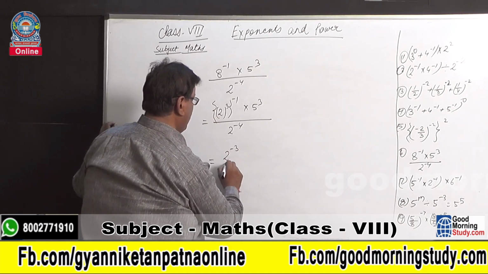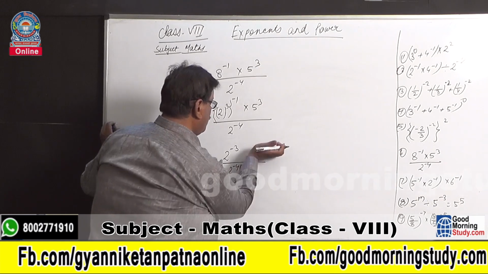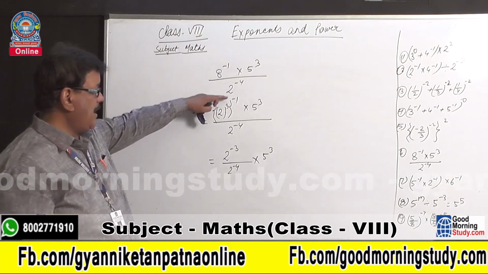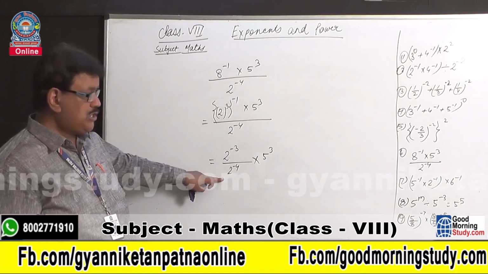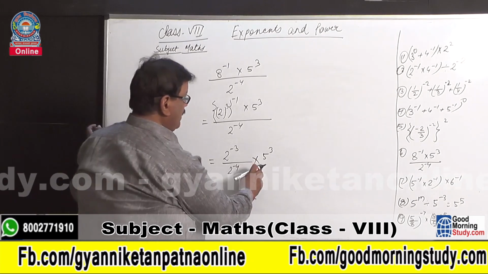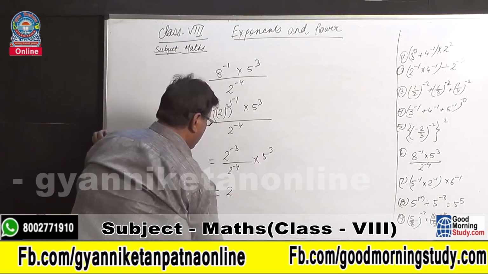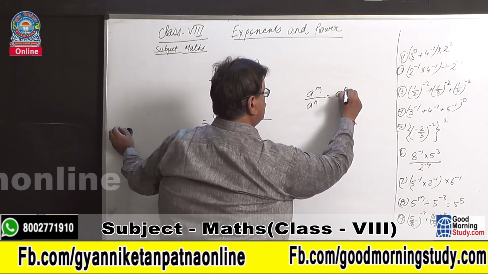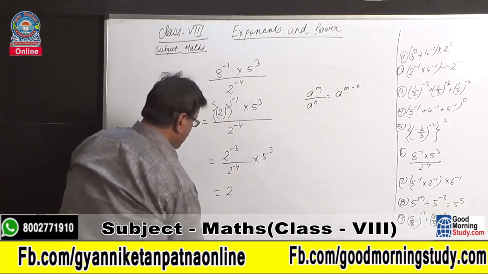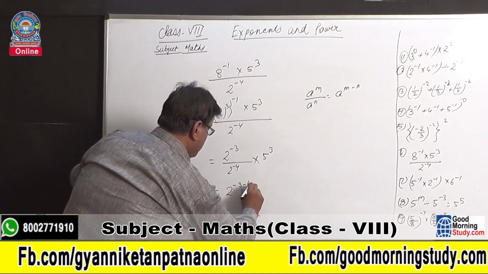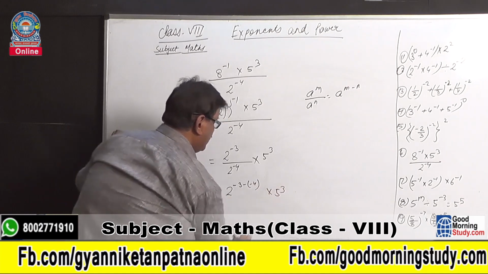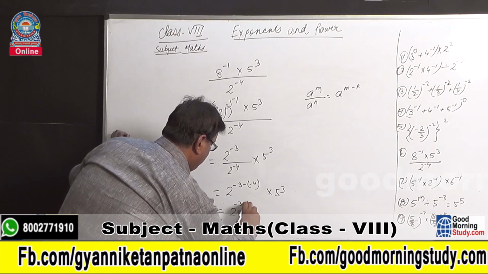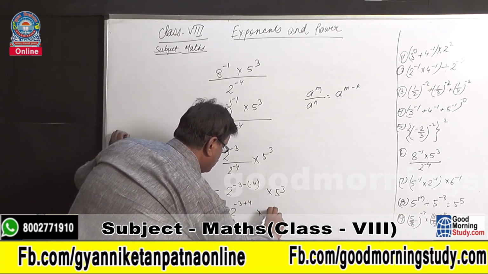So what we get here? 2 raised to the power minus 3 divided by 2 raised to the power minus 4 into 5 raised to the power 3. Again using a raised to the power m by a raised to the power n is equal to a raised to the power m minus n, it will be 2 raised to the power minus 3 minus 4 into 5 to the power 3. Again it will be 2 raised to the power minus 3 plus 4 into 5 raised to the power 3.